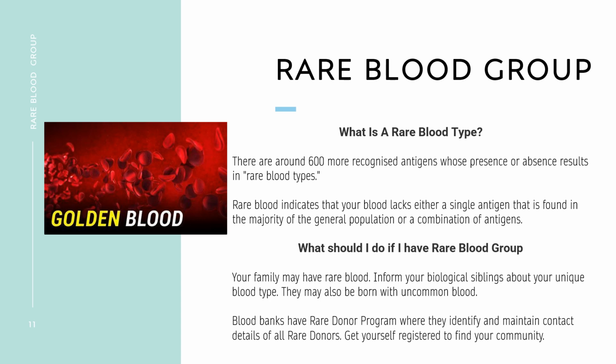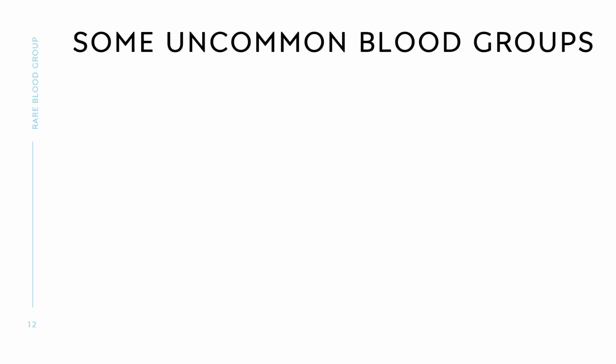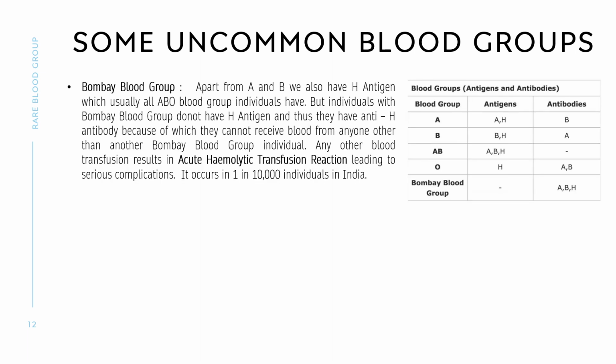Now let's see a few different uncommon blood group types. One is the Bombay blood group and the other is golden blood. Now these are two very, very rare types of blood groups. In case of Bombay blood group, we have seen that there is an antigen A and antigen B, which is present in most of us or absent amongst some people.